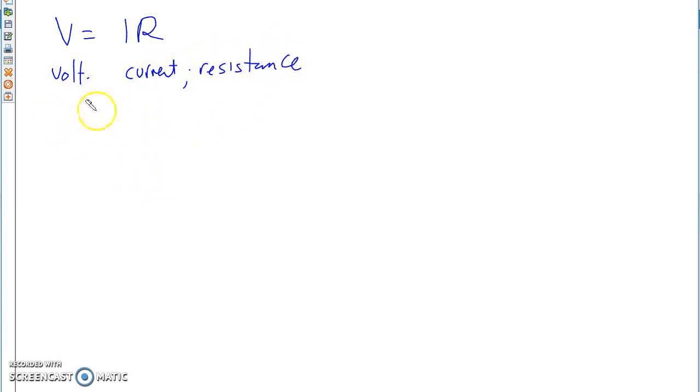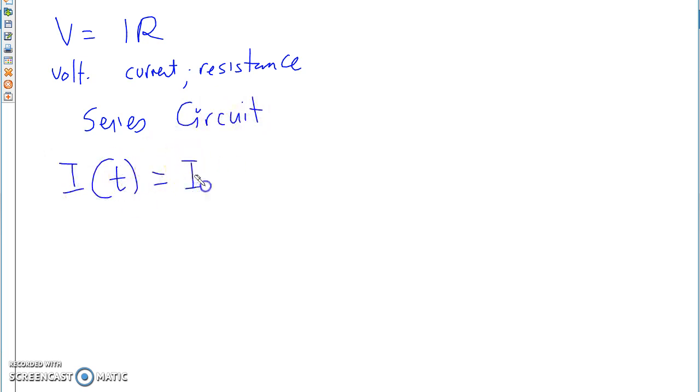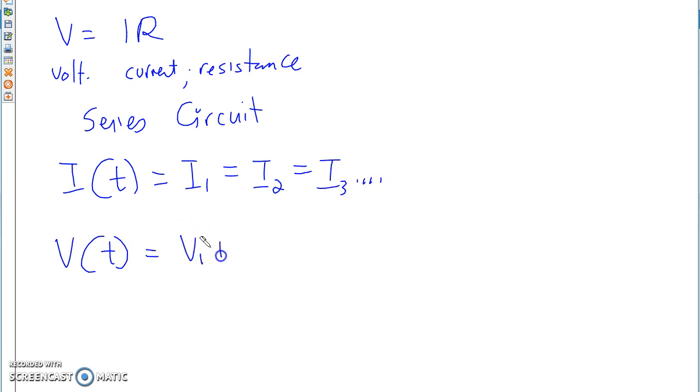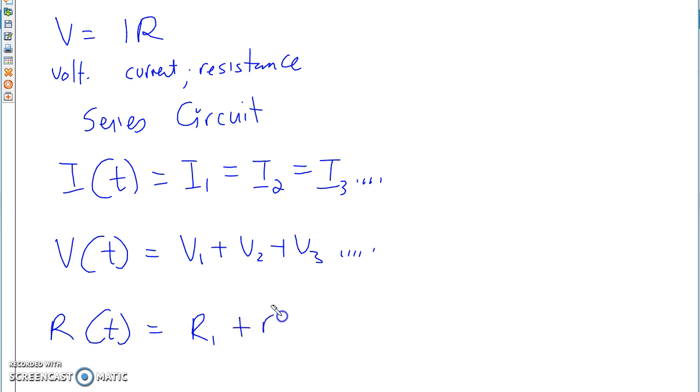In terms of our circuits, in a series circuit, your current stays the same. So I total, the current, stays the same all throughout the circuit. Your voltage, on the other hand, is added, so V1 plus V2 plus V3, and so on and so forth. Your resistance as well is added, R1 plus R2 plus R3, and so on and so forth.